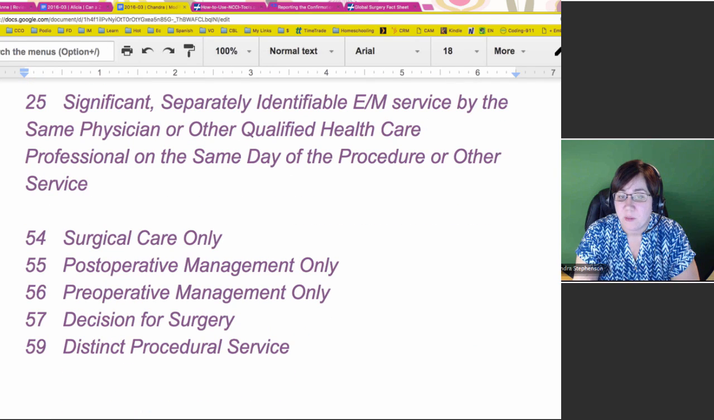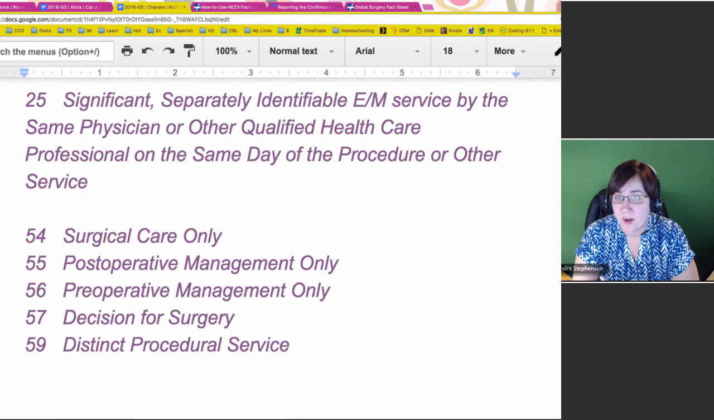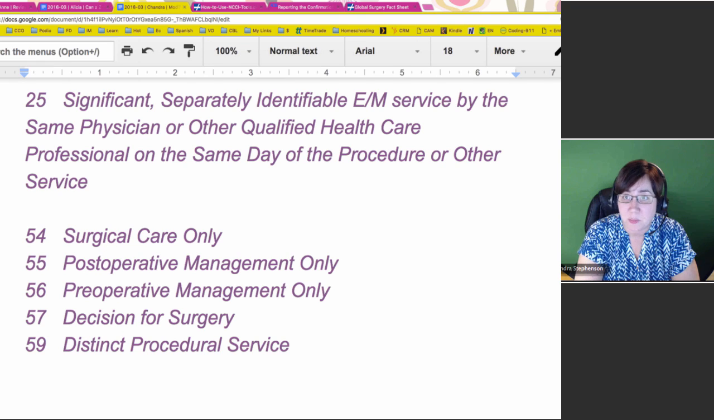The last 5 modifiers are all surgical modifiers. These would go on your procedure code. These usually fall in the 10,000 to 60,000 series of CPT. These modifiers, the first 3, 54, 55, and 56, are used to break up the surgical package. Maybe your physician is the surgeon, but he or she is only doing part of the care, right? Maybe somebody else did the pre-op and the post-op. They're only doing the surgery itself.